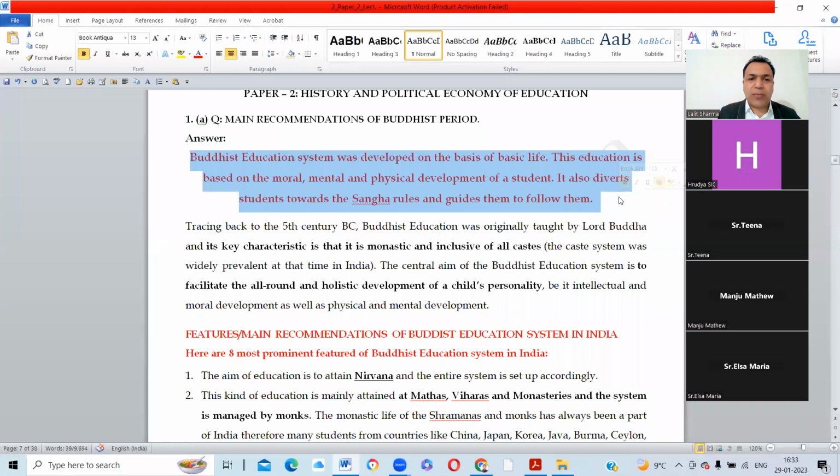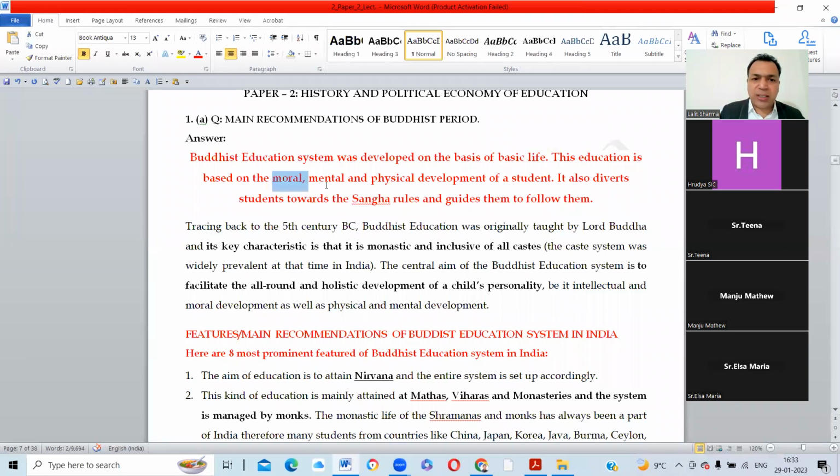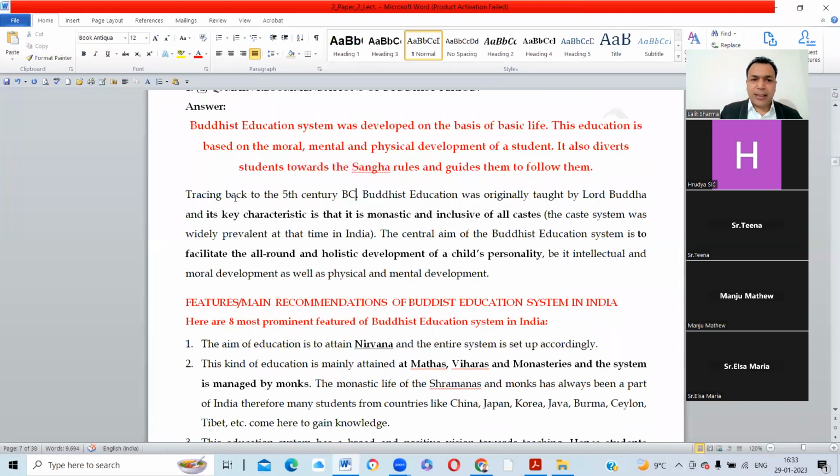Buddhist education system was developed on the basis of basic life. During Buddhism, education was based upon the moral, mental, and physical development of the student. It also diverts students towards the Sangha rules and guides them to follow them. Tracing back to the 5th century BC.